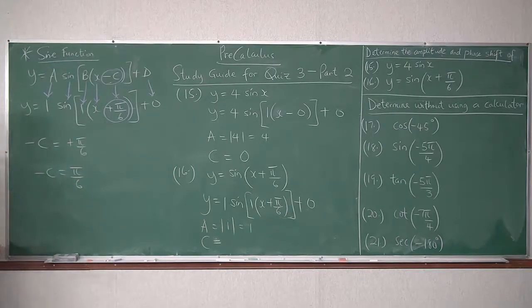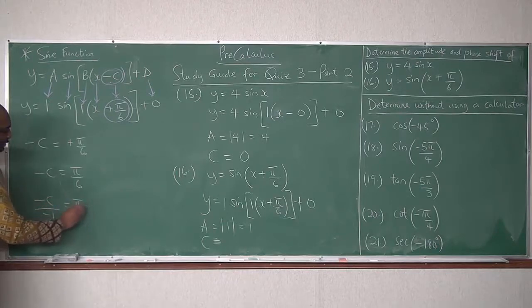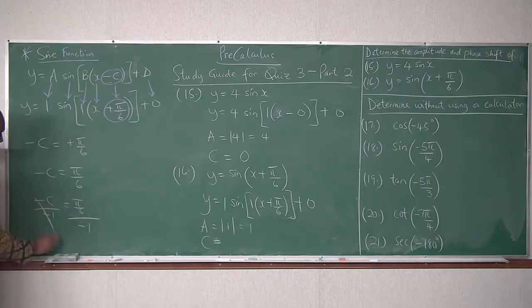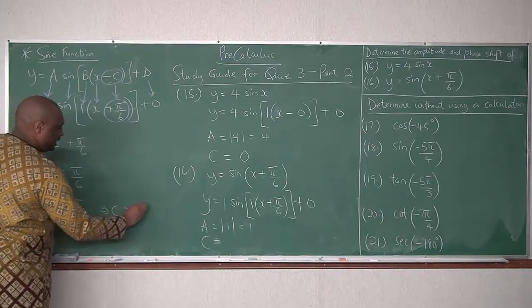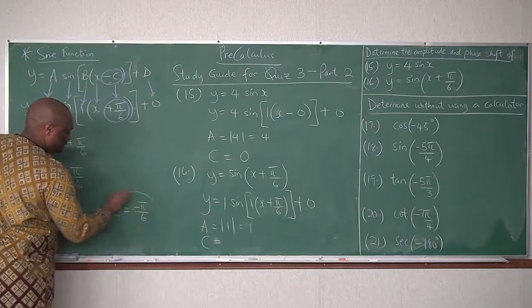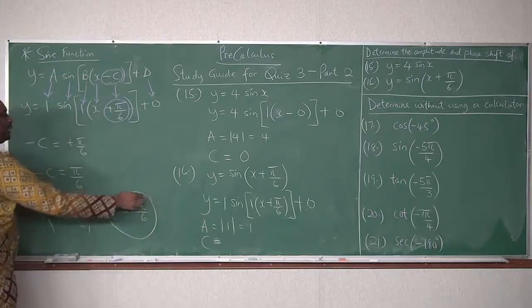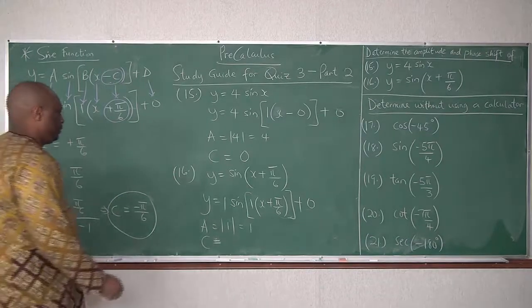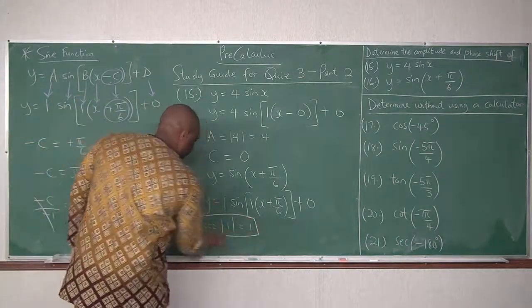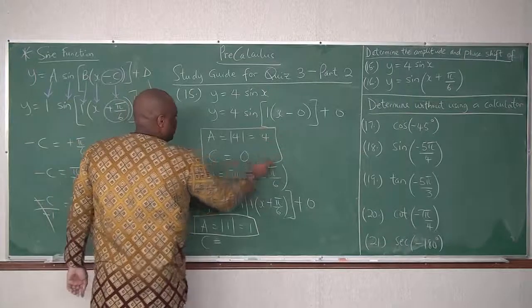Divide both sides by negative 1. It doesn't matter. Pi over 6 divided by negative 1. Bam. So this implies that c is what? Negative pi over 6. Your c is negative pi over 6. That's the answer. That is your answer.